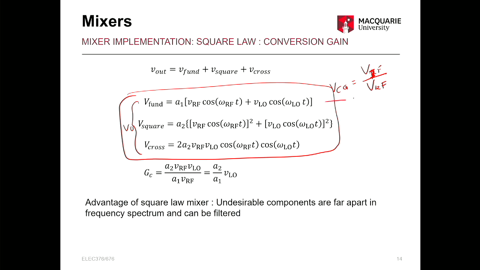So there are 1, 2, 3 terms. You all agree that the output voltage is the sum of all these 3 terms, 1 plus 2 plus 3. Which is the IF in this? Is it 1 or 2 or 3? 3. Yeah, 3 is the IF because that is the cross product.